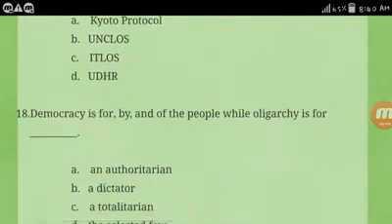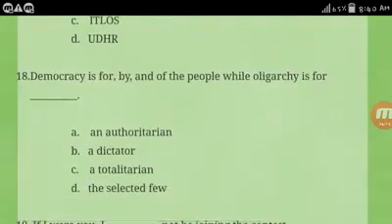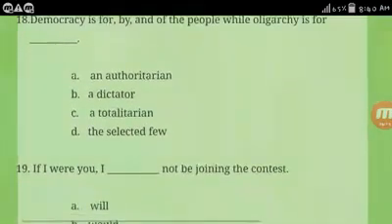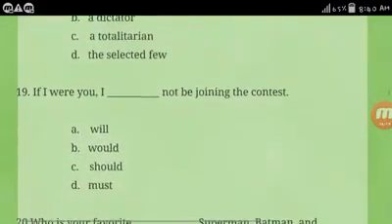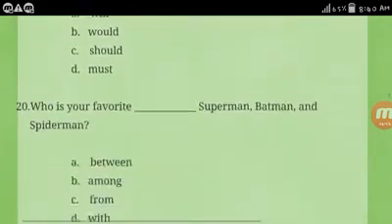Next, democracy is for, by, and of the people, while oligarchy is for the selected few. Only a few people. Next one, number 19. If I were you, I blank not be joining the contest. So here the answer is letter B, would. If I were, I would.